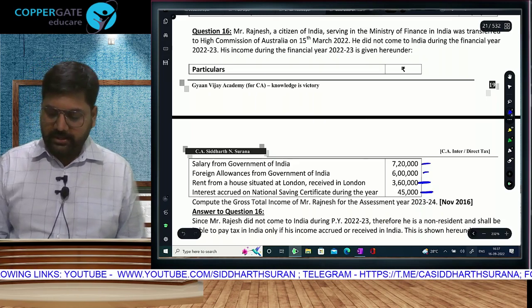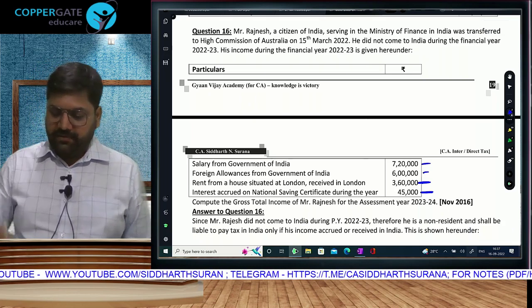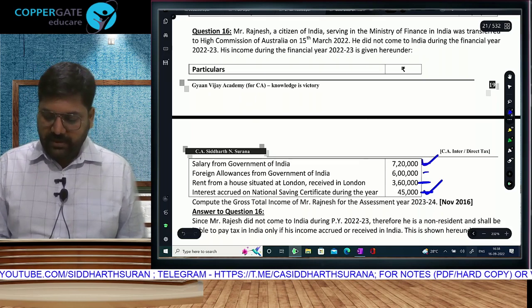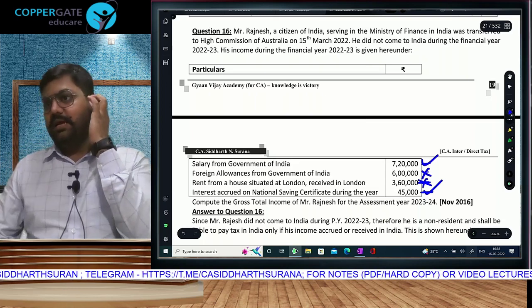Okay, and interest from national saving certificate or government securities, तो वो इंडिया में इन्वेस्ट किया. So even if he is staying outside India, this will be taxable. This will be taxable. This has been specifically exempt and this is foreign income. मतलब first and last is taxable.